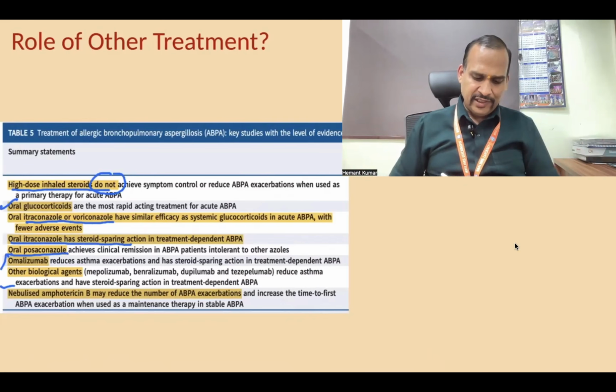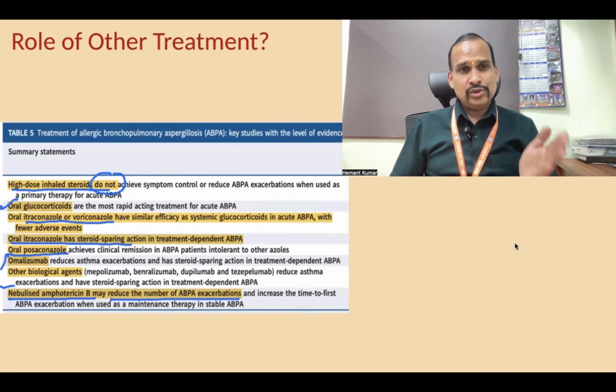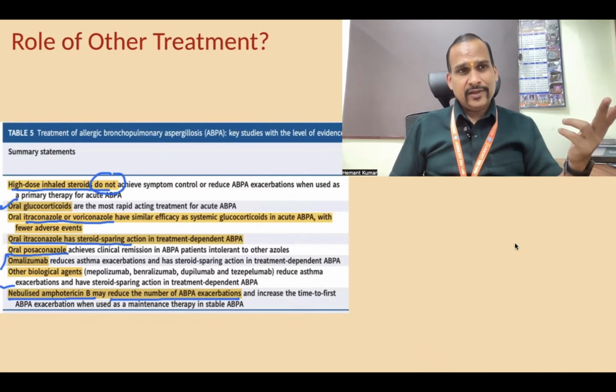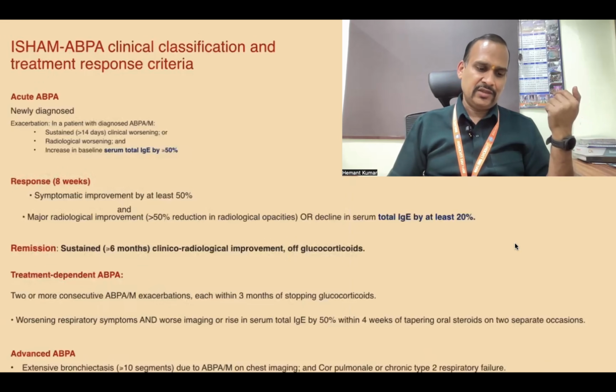In a few patients, we can use nebulized amphotericin B, which may reduce ABPA exacerbation. So these are the other treatments. But remember, the mainstay of treatment is steroid. If you are not able to use steroid, use antifungal in the form of itraconazole. You can combine steroid with itraconazole in selected patients, those who have a high eosinophil count, those who have extensive bronchiectasis, and those who have two or more ABPA exacerbations.